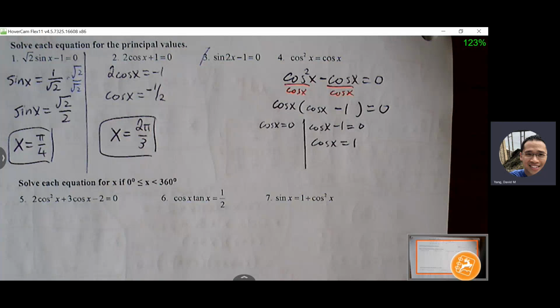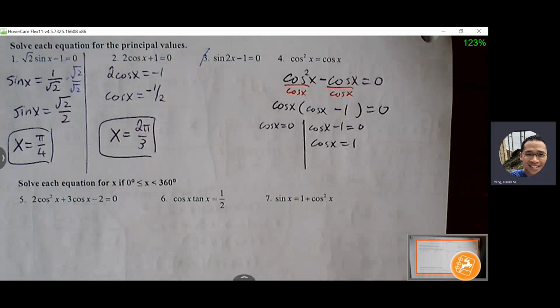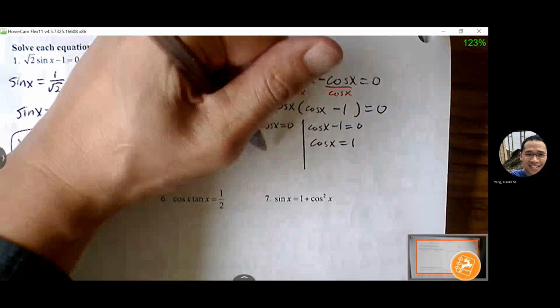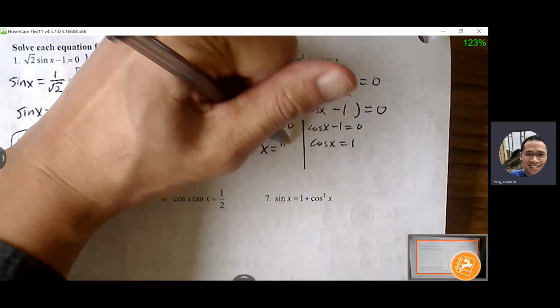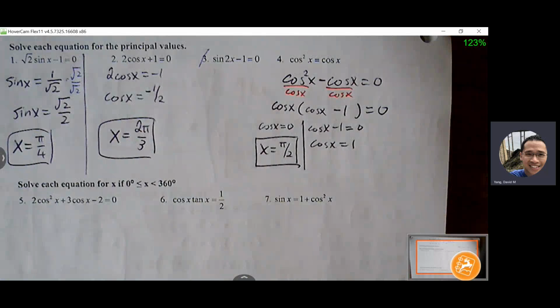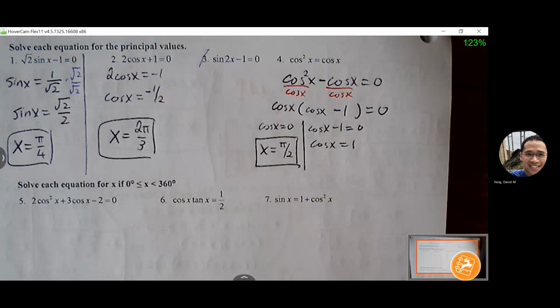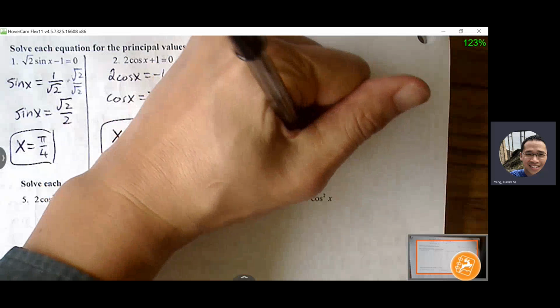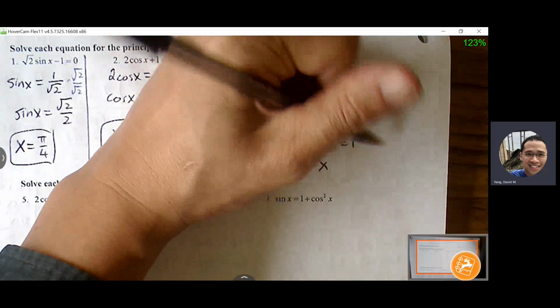Okay, where's cosine of X equal to zero? Yeah, it's just pi over two because we're only looking at between zero and pi. Where's cosine equal to one? Just at zero because we're only looking at between zero and pi.